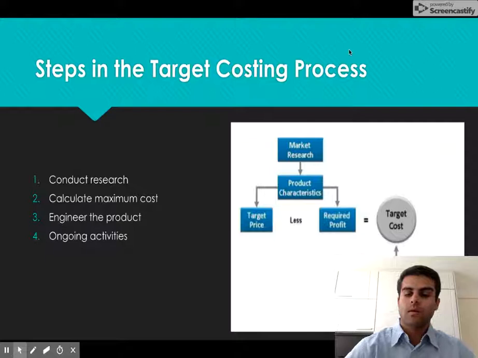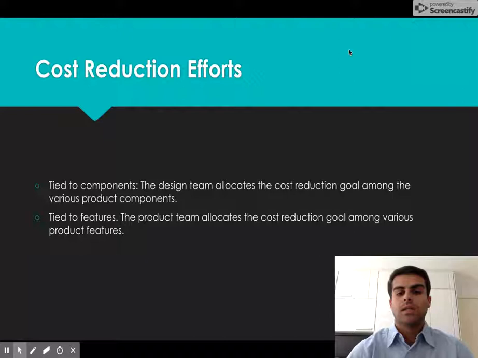There are two cost reduction efforts that the design team uses. The first one is tied to components. So the design team allocates the cost reduction goal among the various product components. This approach is commonly used when a company is simply trying to refresh an existing product for a new version and wants to retain the same underlying product structure.